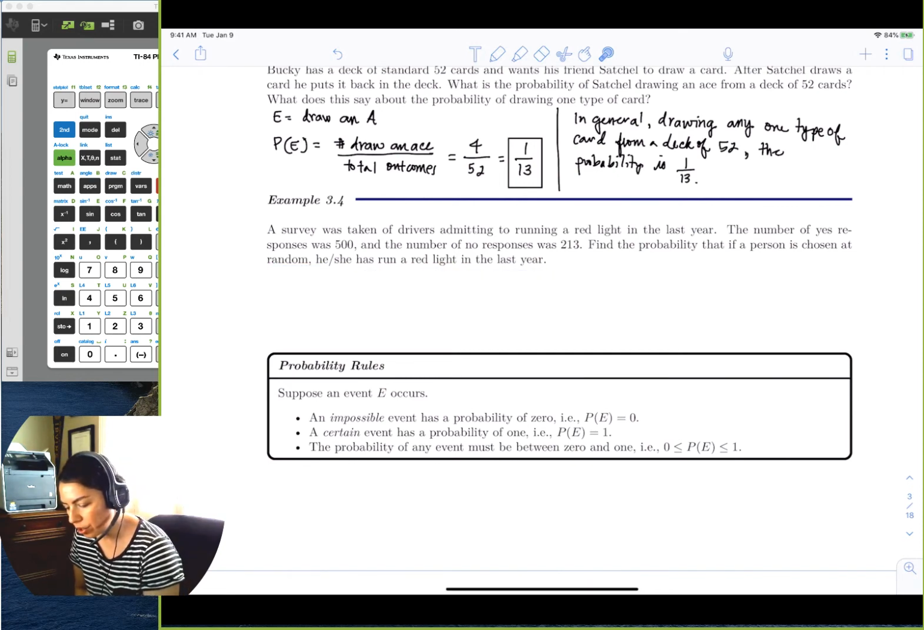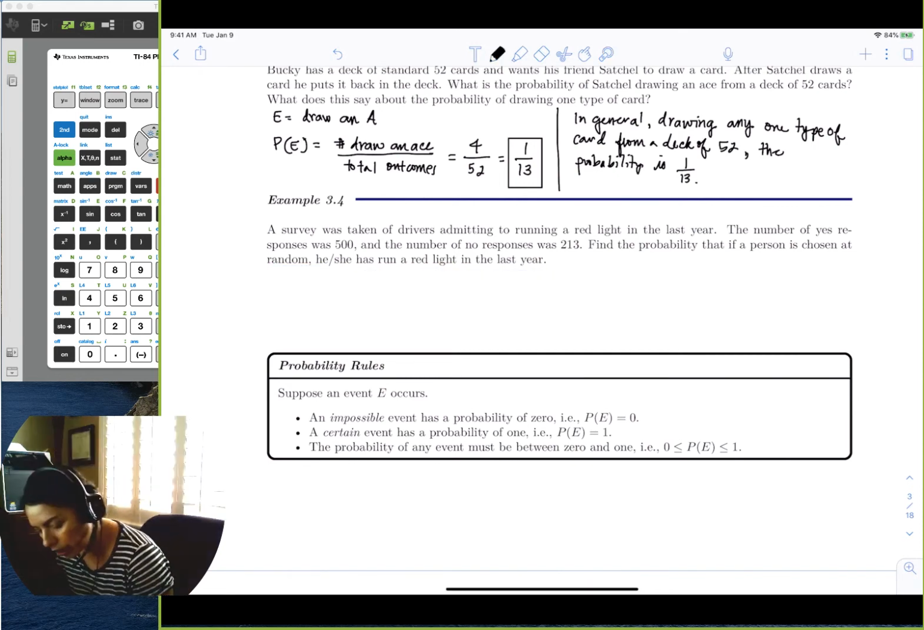So the probability, so what is the event? Let's start there. The event is whether or not this person ran a red light.